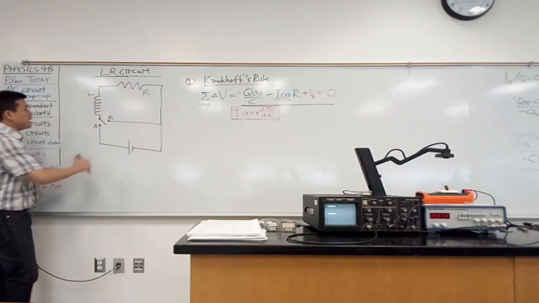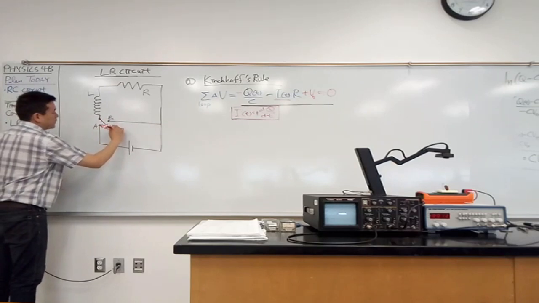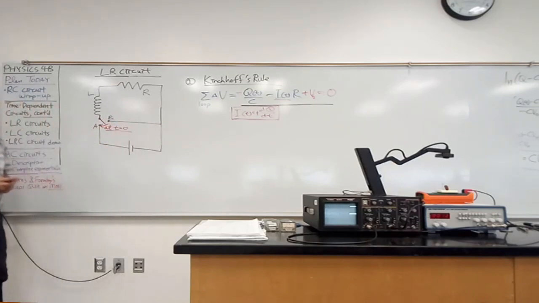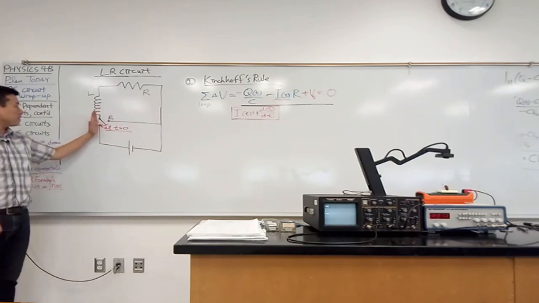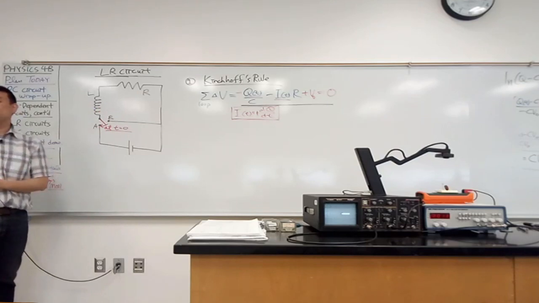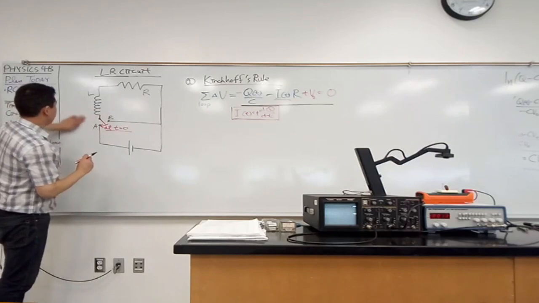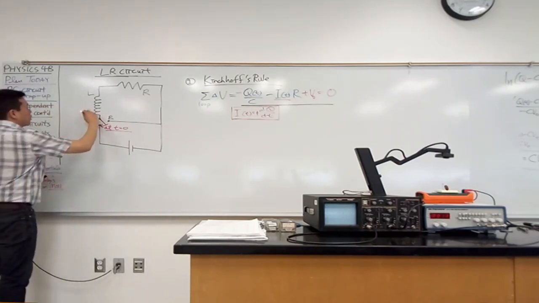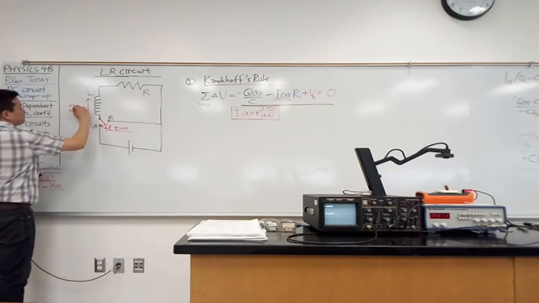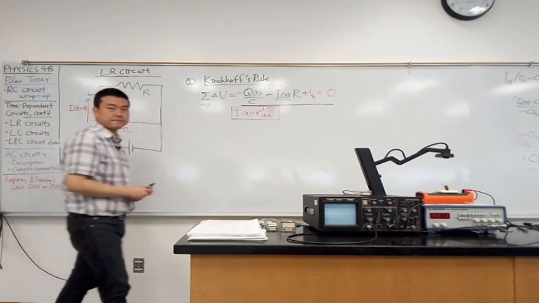Good. So let's say at time equals 0, we connect it. How much current do you think would flow at the exact moment right after you connect the battery? What would you say is the amount of current that flows at time equals 0? Any guesses? Intuitive guesses?